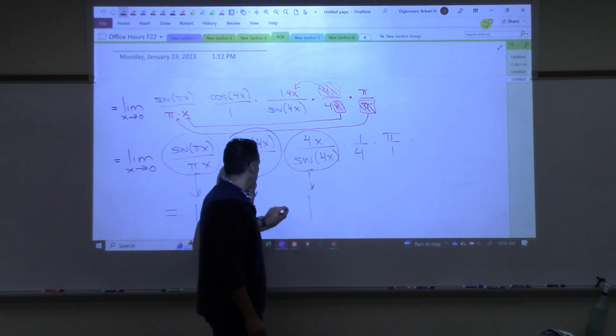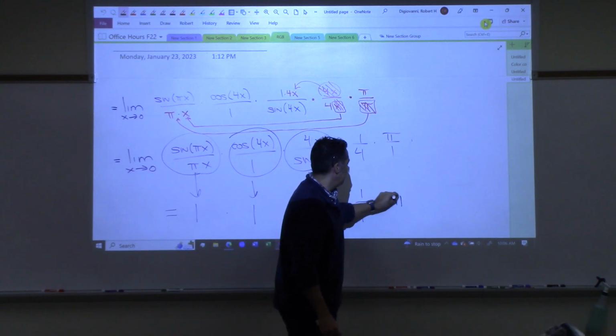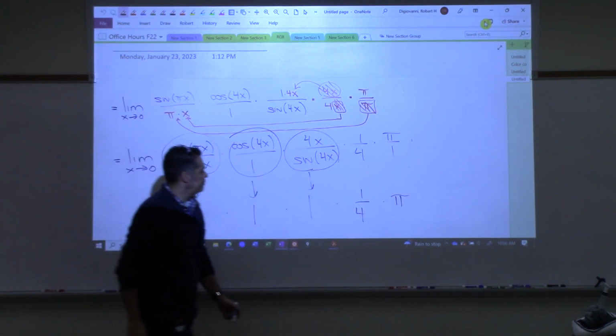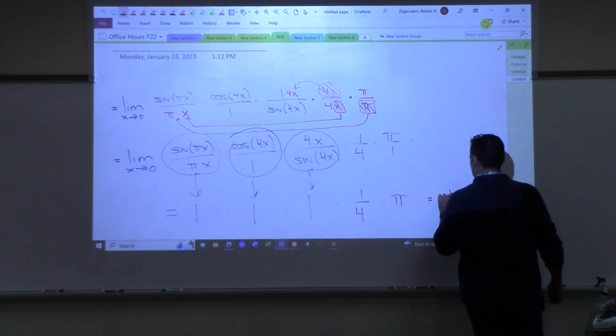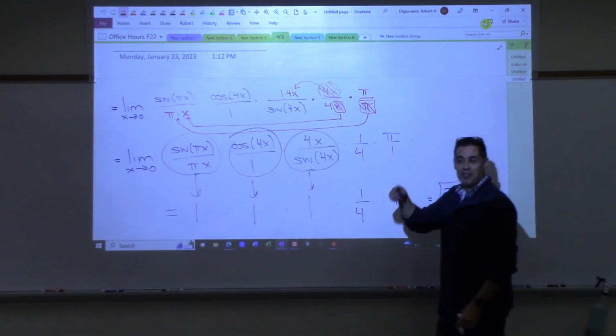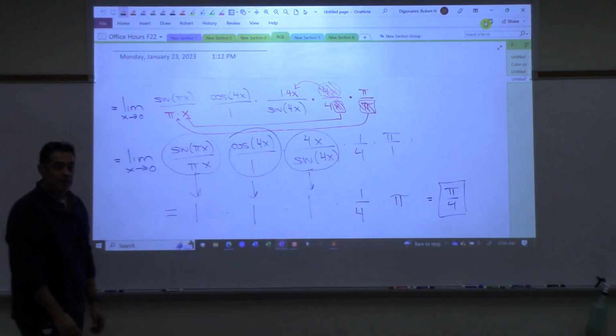goes to 1, and then 1/4, and then pi. So we're multiplying all those together. Your answer is pi over 4. Which I believe are the coefficients that we had earlier. But okay, y'all get the idea?